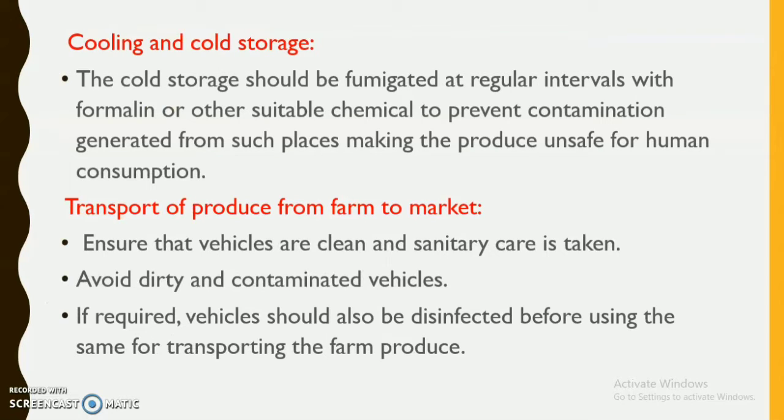Then cooling and cold storage. This cold storage should be fumigated at regular intervals using formalin or any other chemicals to prevent contamination generated from such places, which makes the product unsafe for human consumption. Then transport of products from farm to market. We have to ensure that the vehicles used for transportation are free of contamination. They must be clean and sanitary care must be taken. Avoid dirty and contaminated vehicles, and if required, we must disinfect the vehicles before using them for transporting the goods.